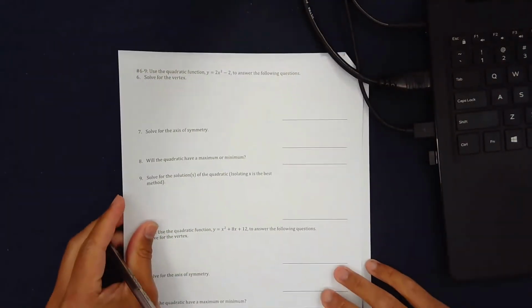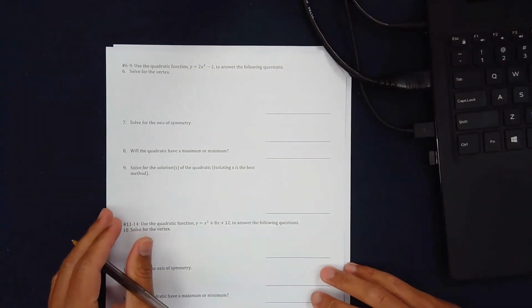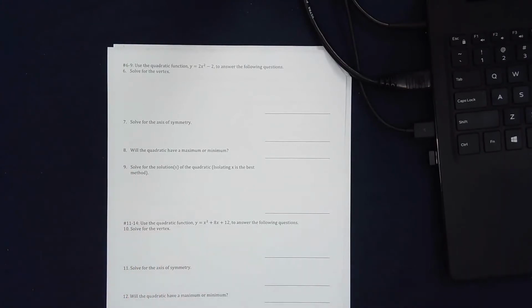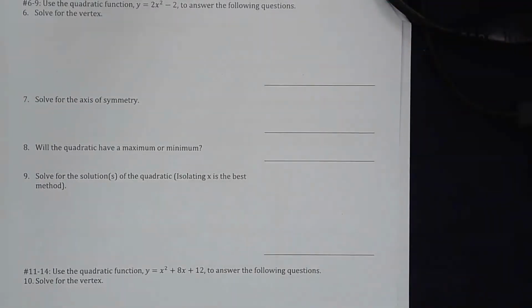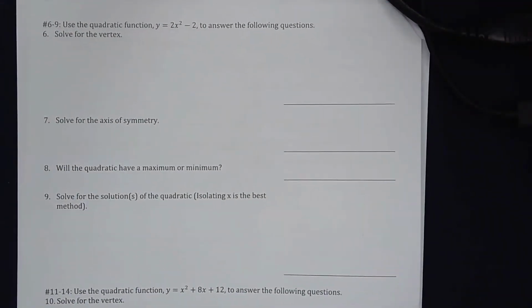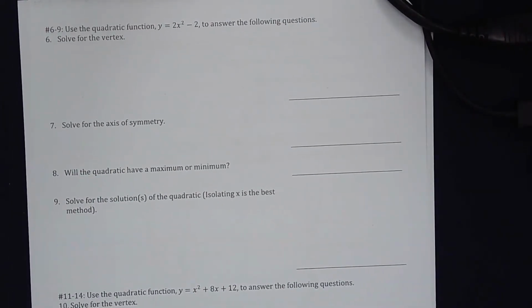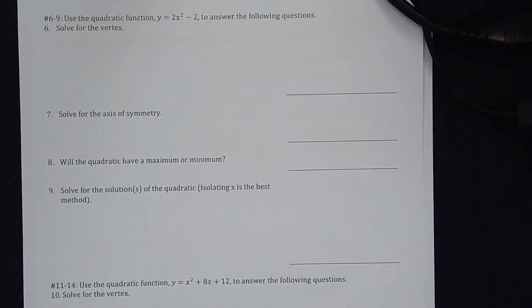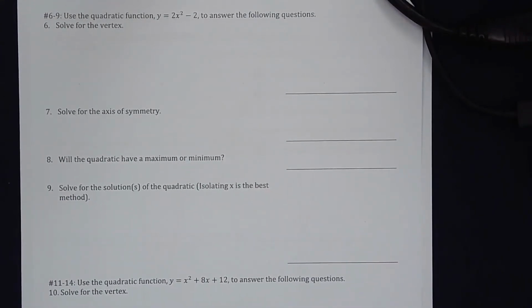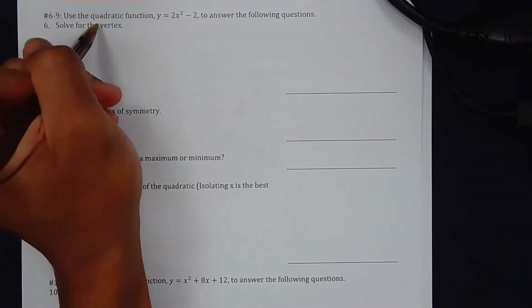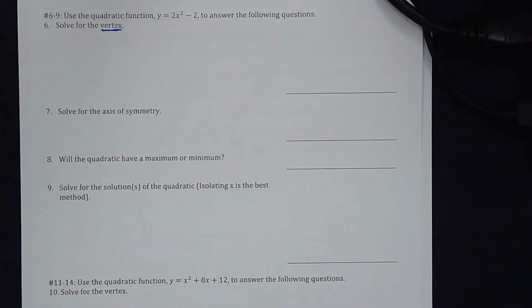All right, next page. We want to go ahead and use the quadratic function y is equal to 2x squared minus 2 to solve for the vertex. Let me just go ahead and zoom in here. All right, solving for the vertex. Now, a lot of you, when I was in class working with these problems, read what the question asks. This question is asking to solve for the vertex. A lot of you were solving for the solutions. So, very important. In your guys' notes, you guys know that to find the vertex, we have 2 different ways.